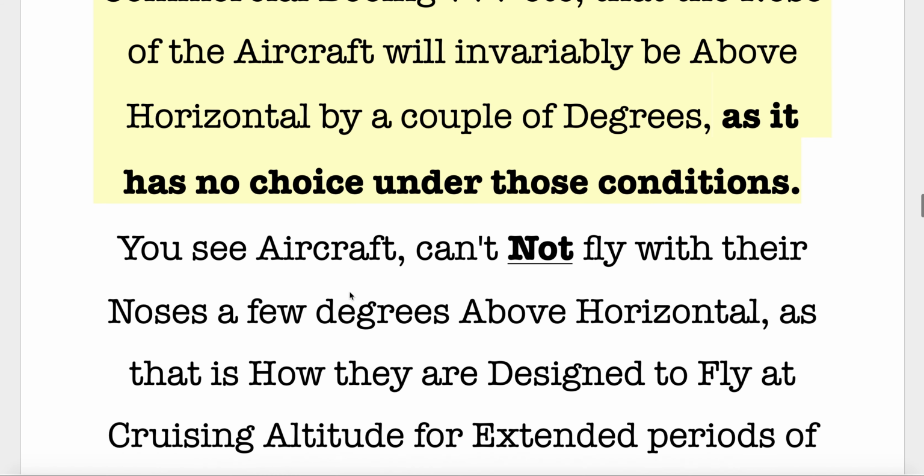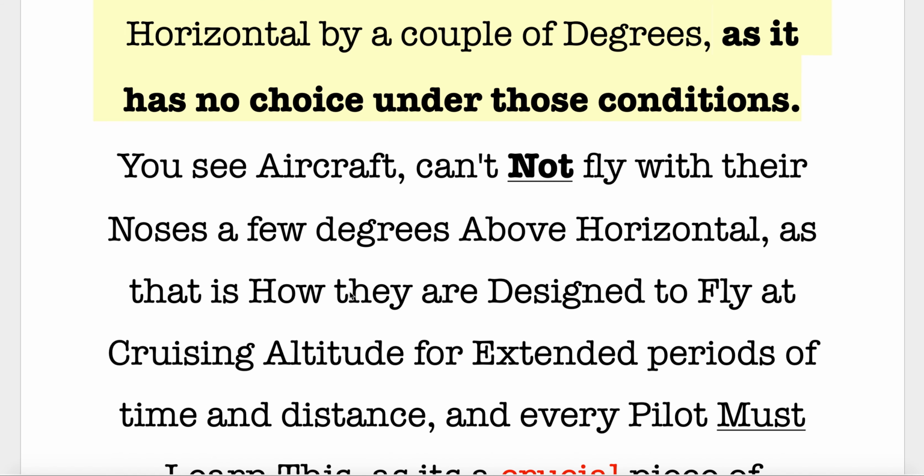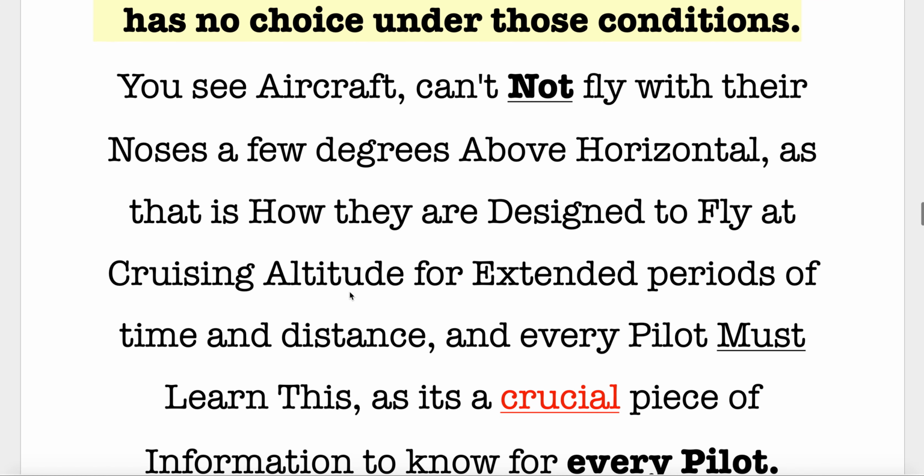The only way a plane can fly is by using lift. Okay, the thrust creates the lift. The lift causes the nose to tilt up. So that's the only way a plane can fly, with the nose tilted above horizontal.